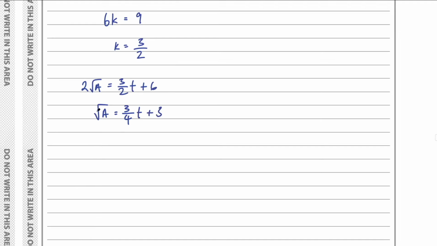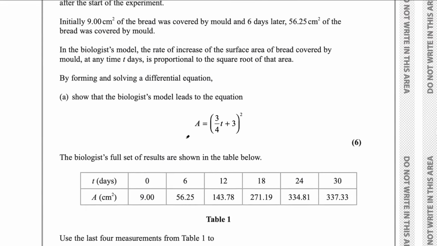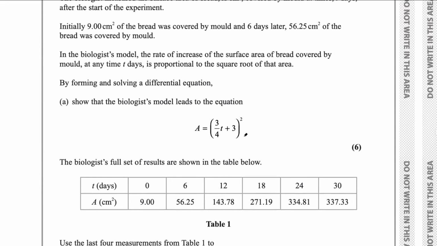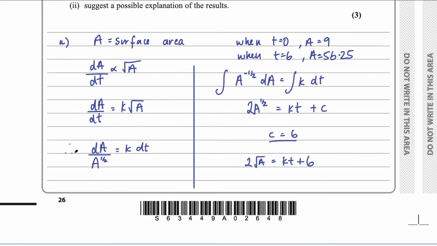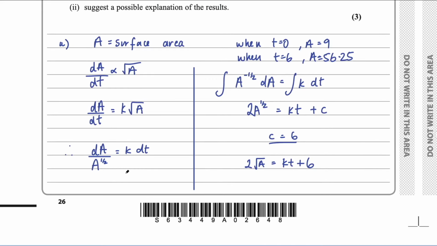And then to get rid of this square root, I could square both sides. So then I would have a equal to all of this, 3 on 4 t plus 3, all squared. And let's just double check that is what they were asking us to find. Okay, so again, that is a useful trick to know: how to get from this idea of proportionality, introducing a constant, and then rearranging the differential equation a little bit to get to whatever they're asking you to get to.